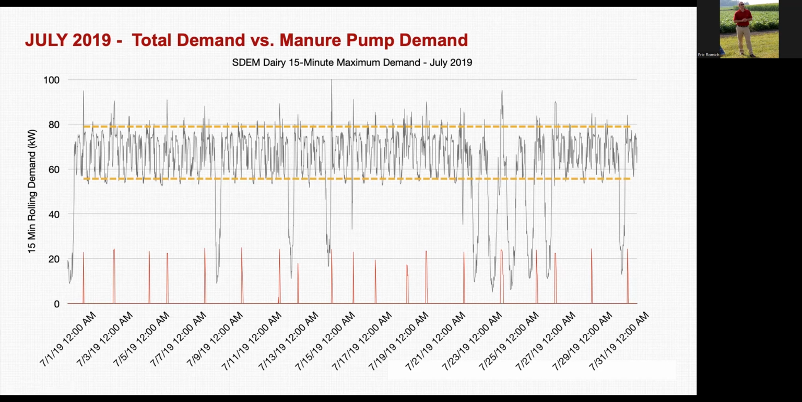But what that tells us is a couple of things. Number one, we cannot just achieve the demand savings by looking at one 15-minute window. And number two, the manure pump really seems to be contributing to the overall peak demand spike, at least in July on this farm. So tracking this down a little bit further, my curiosity was asking, well, this is pretty clear evidence to me that in July, the manure pump is causing this additional demand spike over 80 kW. What about the rest of the time?